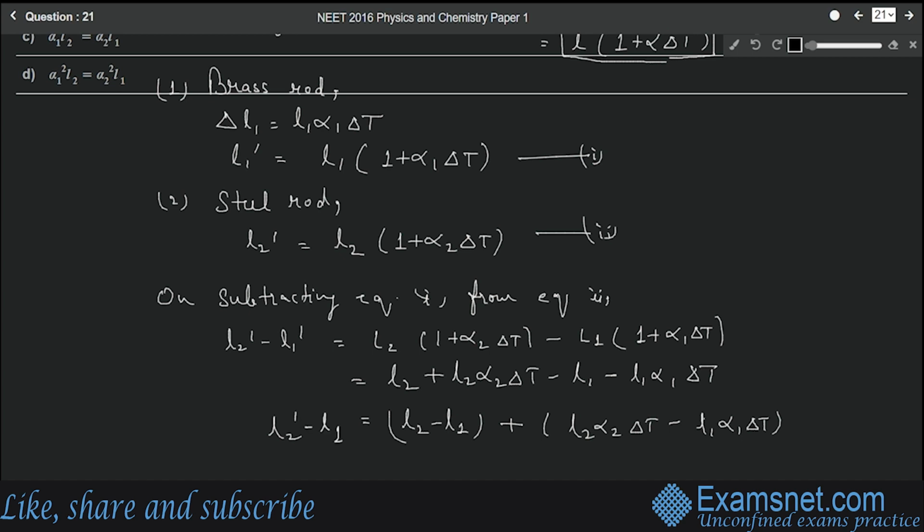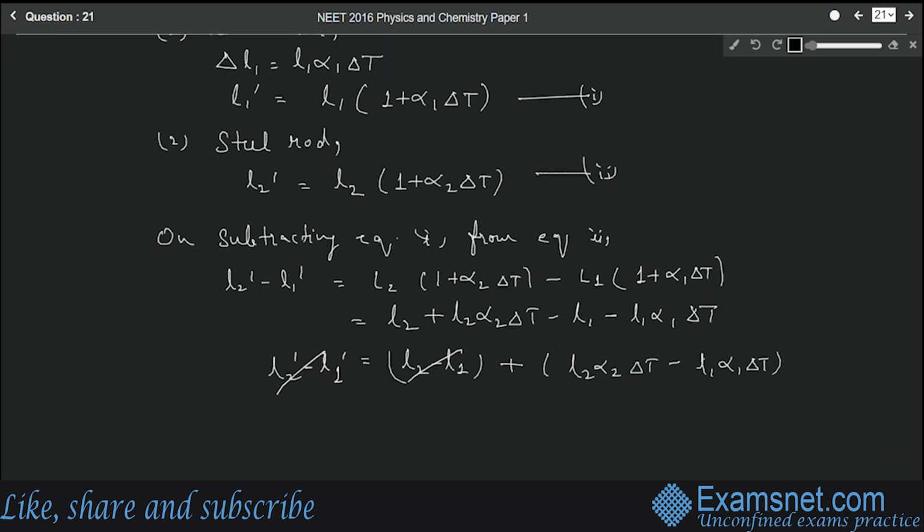Now according to the question, L2 minus L1 is maintained the same. So this L2 dash minus L1 dash will be equal to L2 minus L1, because this is the same. So this one becomes equal to 0, right? So L2 alpha 2 minus L1 alpha 1, I am taking delta t outside the bracket, is equal to 0. When delta t comes this side, it becomes 0 only.